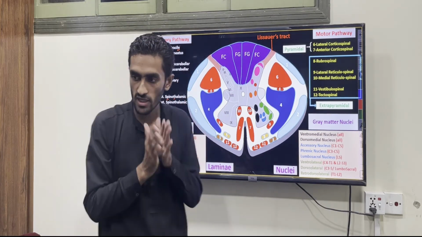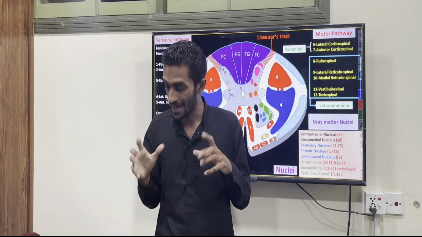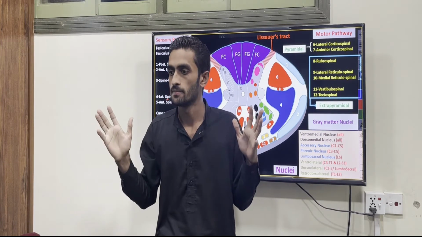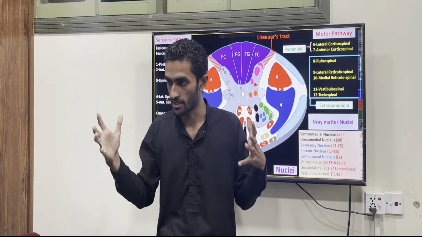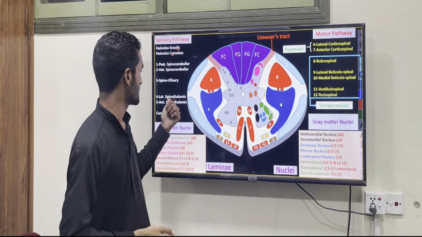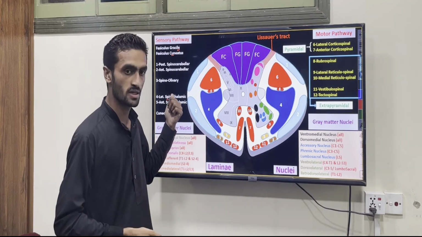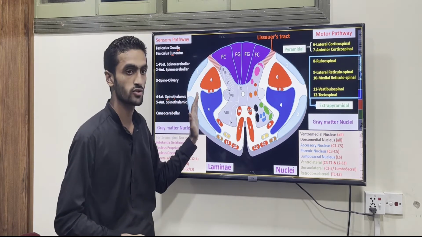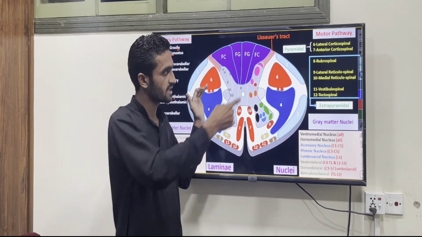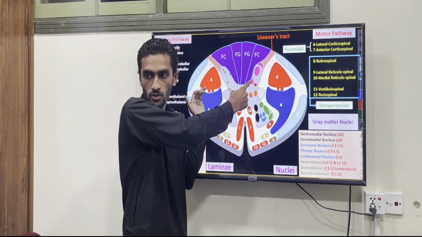Because nucleus are present in the gray matter, and your tract are moving in the white column, or the white matter. In the gray matter is the nucleus. So when I say spinothalamic, spinocerebellar, all the tracts also move in the white matter, but first they enter into their relay center.